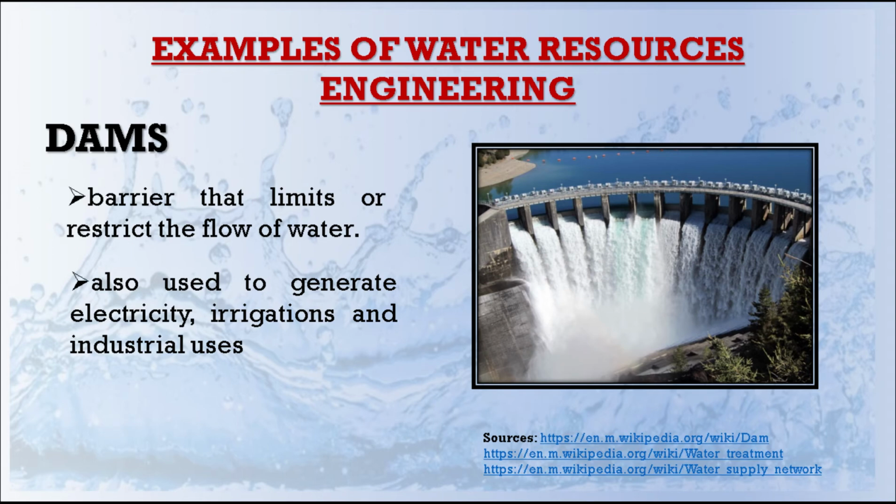First are the dams. Dams serve as a barrier that restricts the flow of water. Dams create a reservoir that gathers large amounts of water that may be used for human consumption, irrigation, and generating of electricity. Dams also restrict floods for some lower areas.